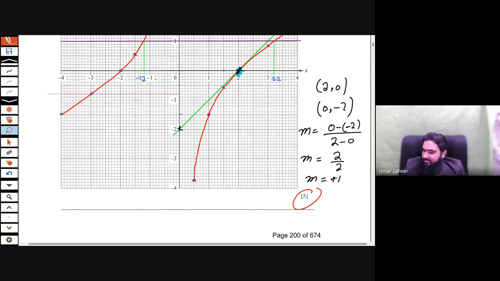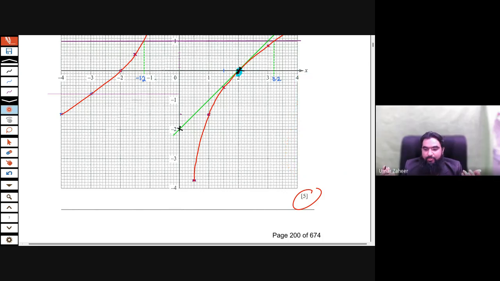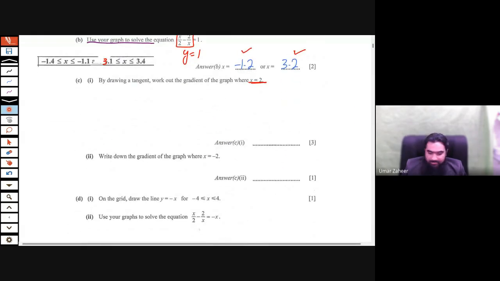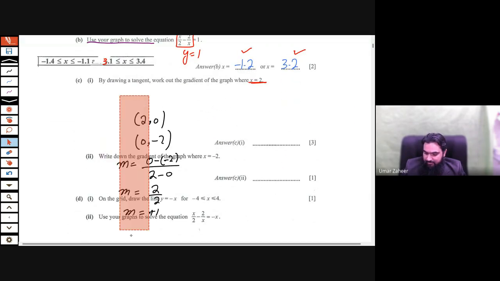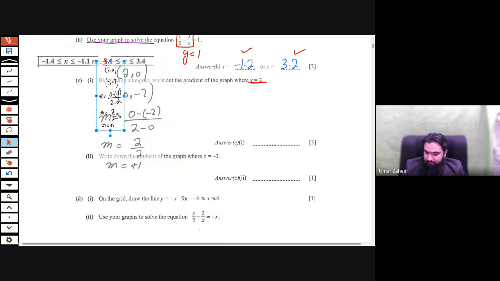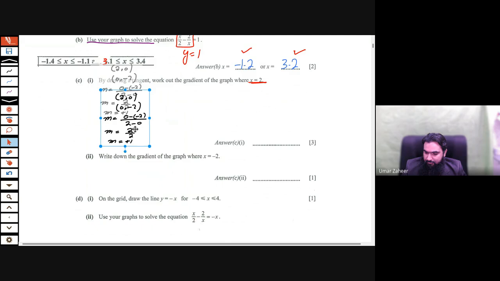Yes, everyone. Is it clear? Yes, sir. How do I see that my answer is wrong? Because clearly I can see that the line, from left to right, is moving upward. So the gradient must be positive. So this is the working here. So the gradient at that point is 1. I will show you the mark scheme.